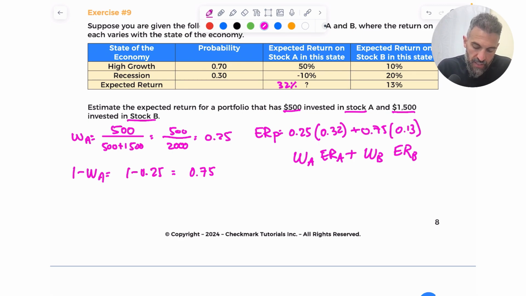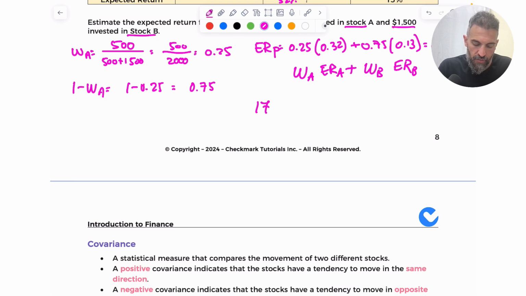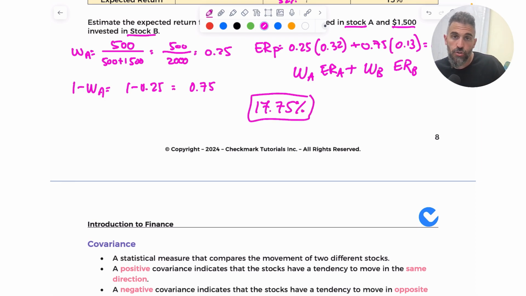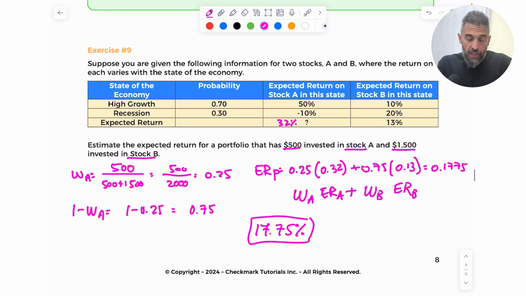So I get an expected return of my portfolio of 0.1775, which is 17.75%. That is how much you're expecting to earn on any given year with this combination of stocks and these proportions. So that's pretty straightforward, I think. Nothing overly complex, nothing very technical. You have a formula, you use it.